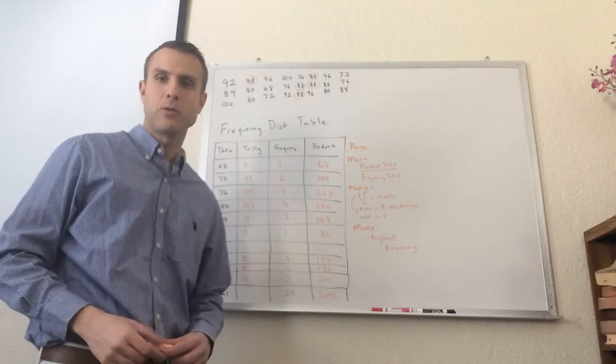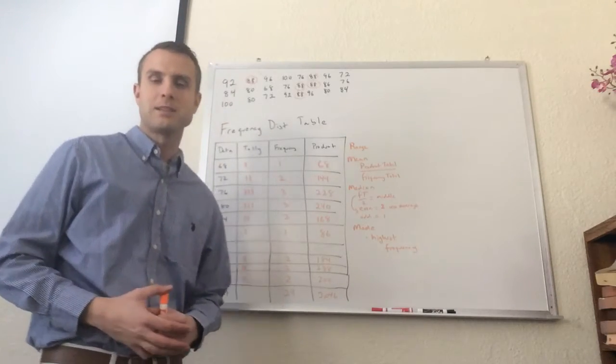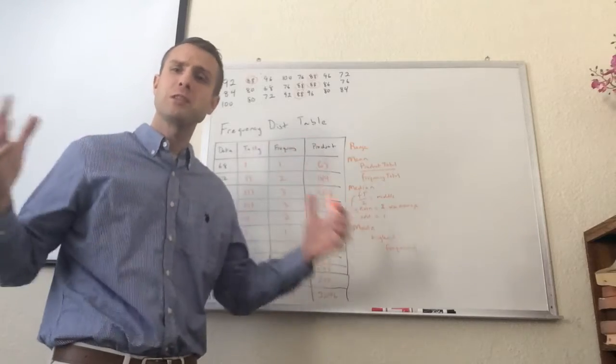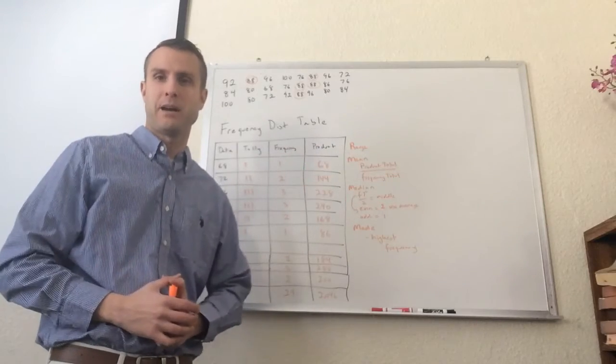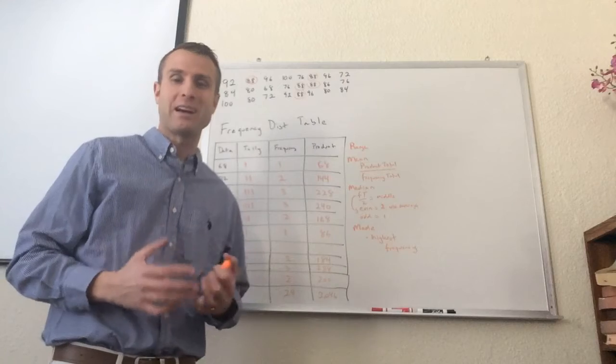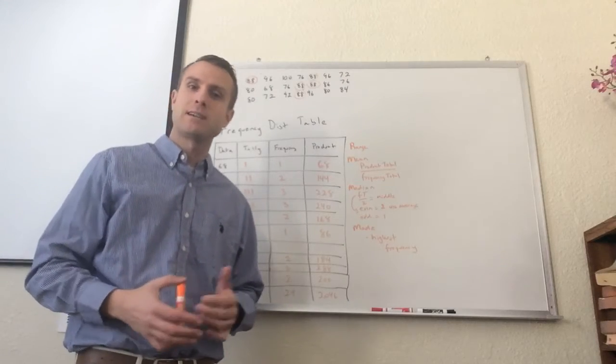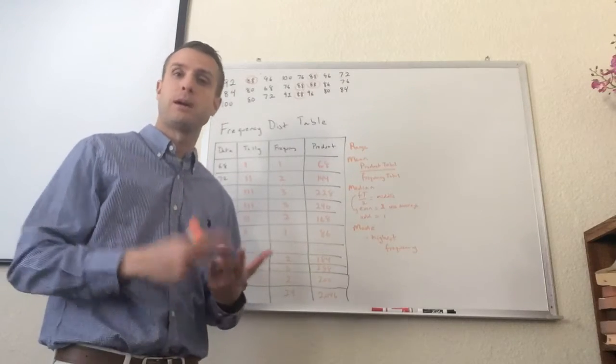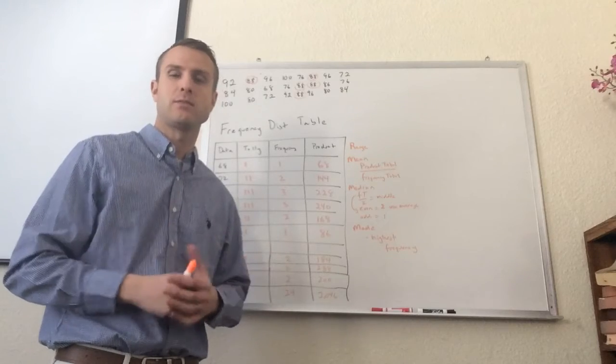All right, now we're going to start lesson 10.3. In this lesson, we're going to talk about if I have a really big amount of numbers, how do I organize that? So we've talked about stem and leaf, we've talked about box and whisker to organize big amounts of information.